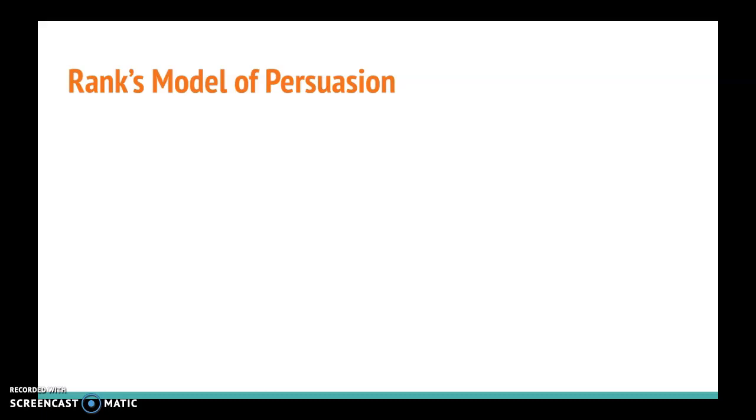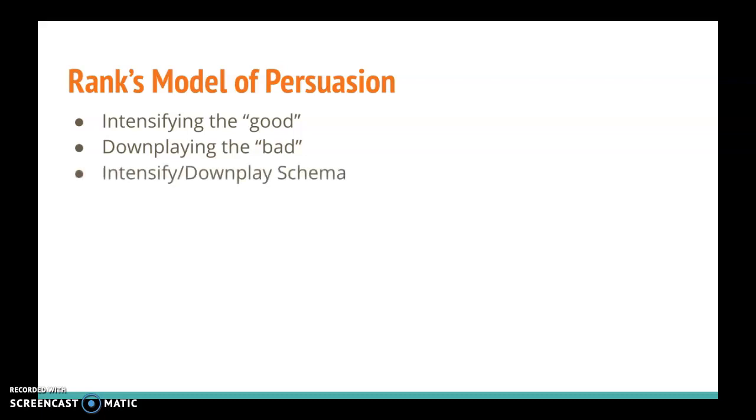So Rank's model of persuasion essentially describes that whenever people are acting in the role of a persuader, whether they are advertisers, political advocates, or really anyone, you can expect them to intensify their own good aspects and downplay their own bad aspects. You may also see people intensifying others' bad and downplaying others' good, but we'll get into that more in just a moment. Hugh Rank calls this the intensify downplay schema, and it's largely become known as Rank's model of persuasion.